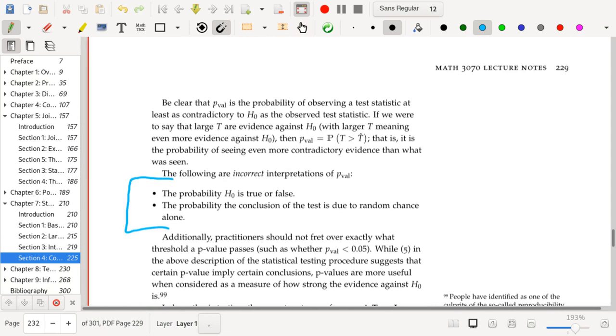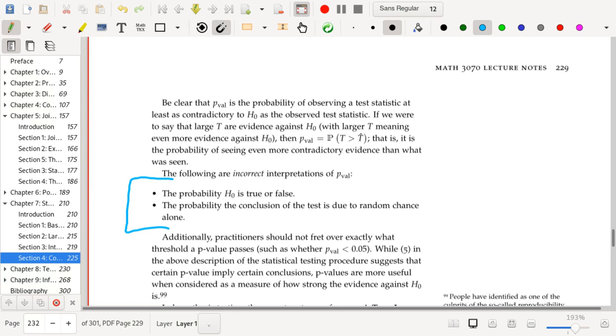The p-value is the probability that H0 is true or false. That is not true, because whether the null hypothesis is true or false is not a random state. It is a state of nature in this framework. So, it is not random. It exists. Either the null or the alternative is true. It's just that you don't know which one is which.